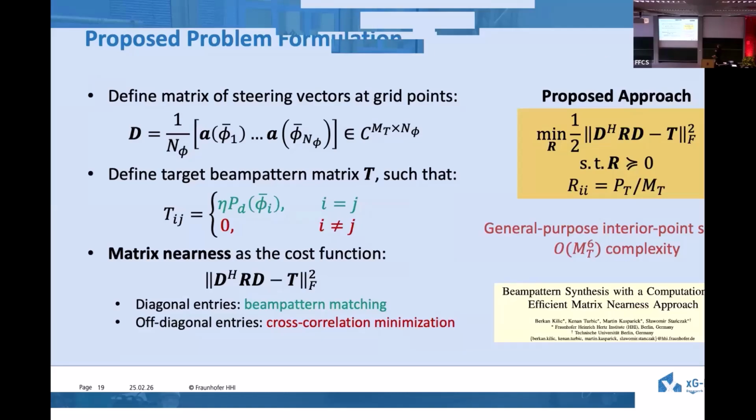Basically, we formulate the problem as a matrix nearness problem. So you have some kind of target beam pattern matrix, and then you use these steering vectors and put them in a matrix at different angles, and then you try to minimize this Frobenius norm, which is the distance between the target beam pattern and the beam pattern that corresponds to the channel covariance matrix of the signal.